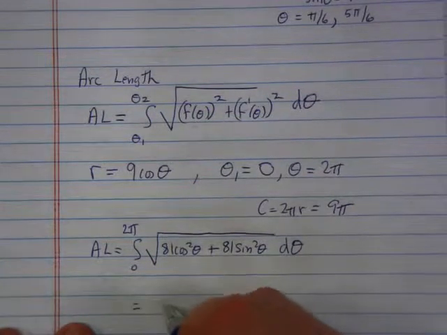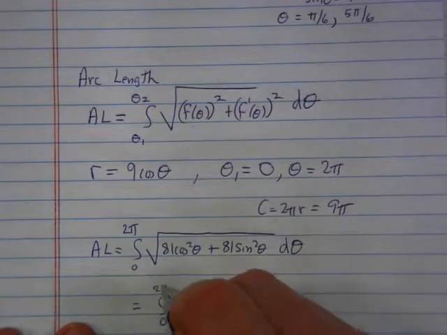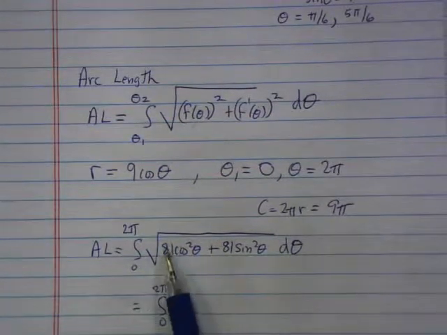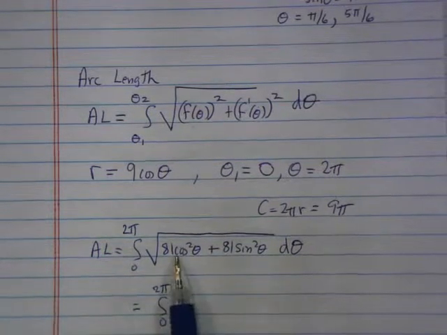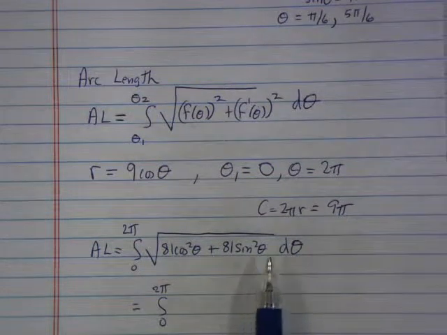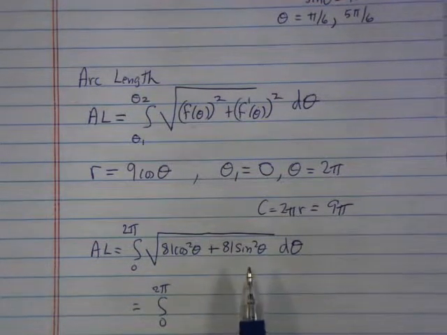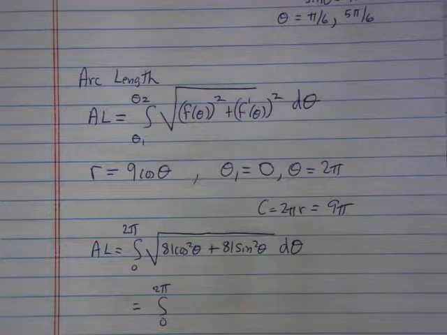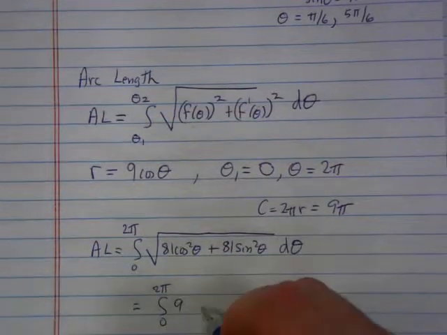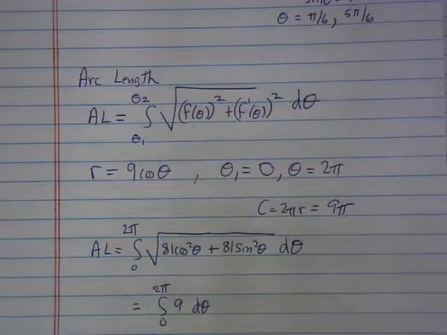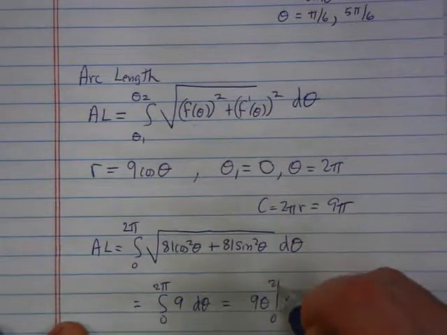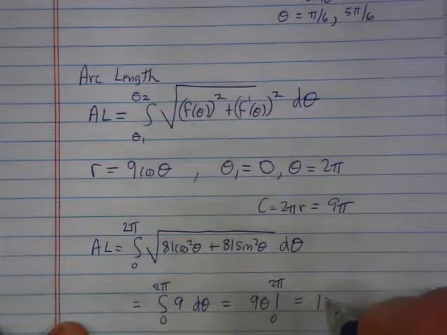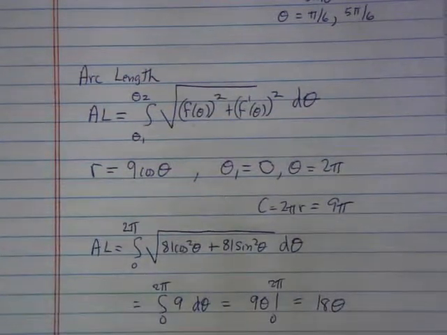Okay. So that's the integral from 0 to 2 pi. What's 81 cosine squared theta plus 81 sine squared theta? It's 81. Because you factor out the 81, you have cosine squared plus sine squared. Cosine squared plus sine squared is 1. So that's just 81. The square root of 81 is 9 d theta. So that's 9 theta evaluated at 0 and 2 pi. So we get 18 theta. I'm sorry, we get 18 pi.